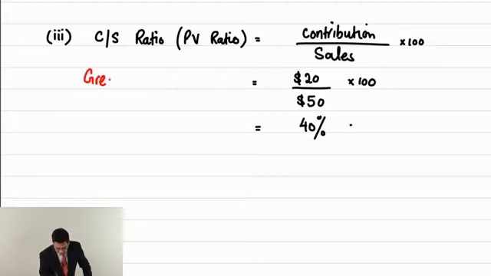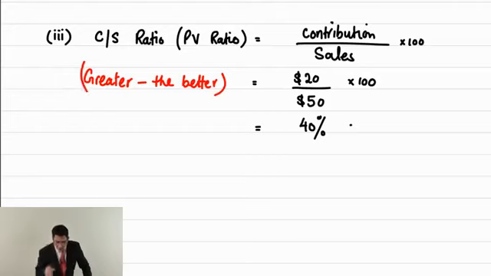And please remember about CS ratio of any product as well: greater the better. A product with 40% CS ratio will generate higher contribution as compared to a product with 30% CS ratio, which will generate less contribution from the product. So higher the CS ratio, more profitable the product is. Now this was the requirement 3. Now here is part B.